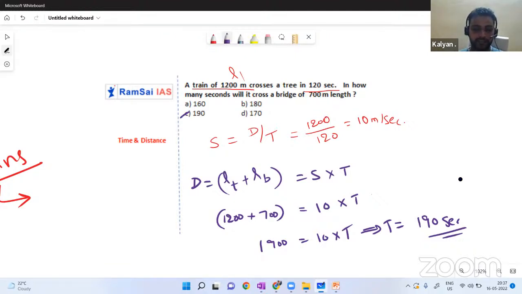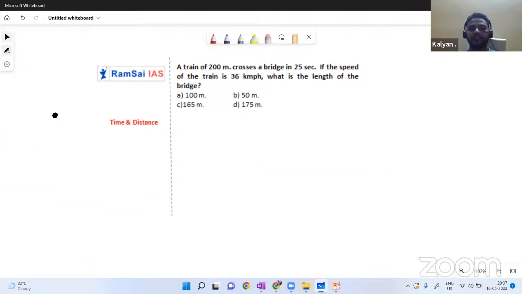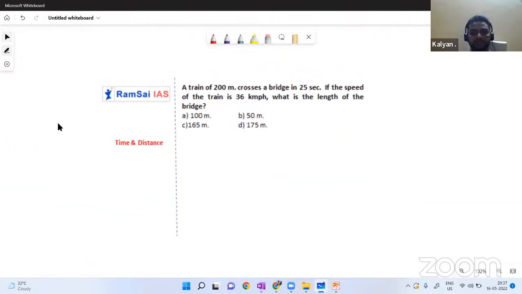I'm just checking if there is any comment. Done. So see how simple the question is. It was not asked in the exam, but we are getting similar models, and the three recently asked questions we will see at the end.